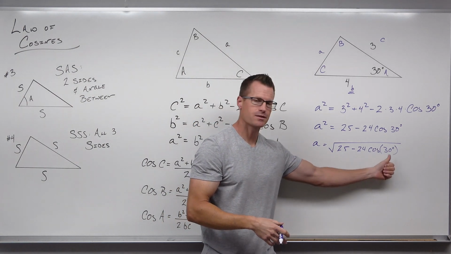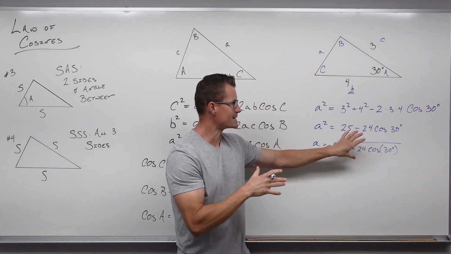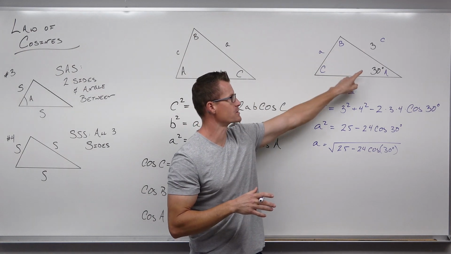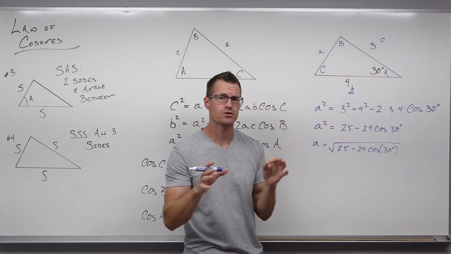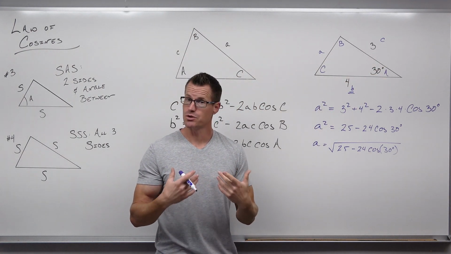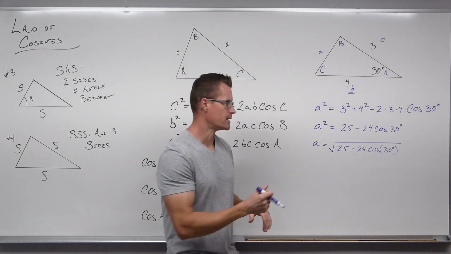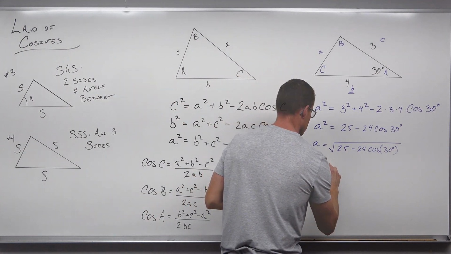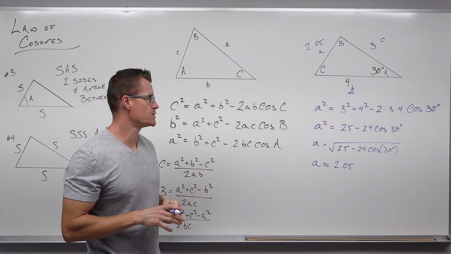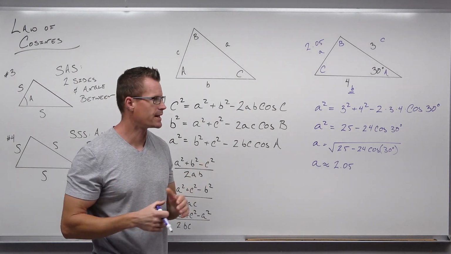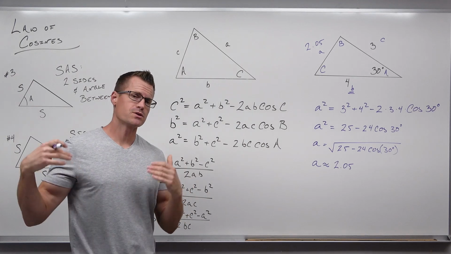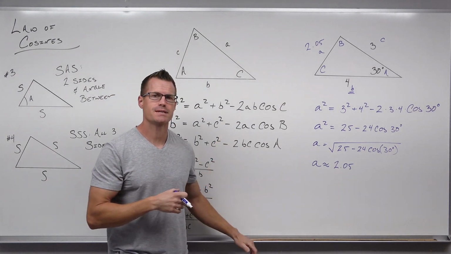A equals this thing. This is the exact amount. Like this is exactly how long that side is with that angle and these other two sides. That's great. But it's not as usable as we like. So we'll approximate it. And we get approximately 2.05 units, whatever that is. So we've used law of cosines. We found out our missing side.